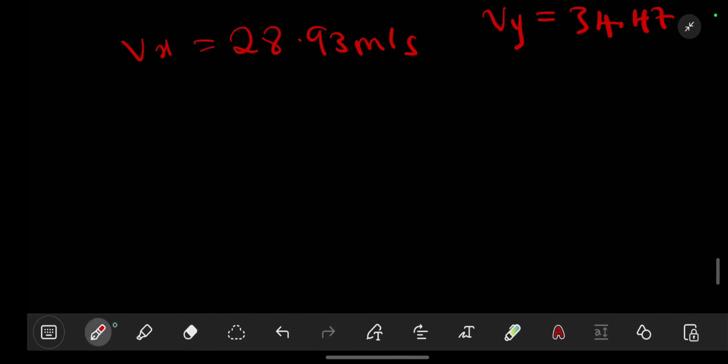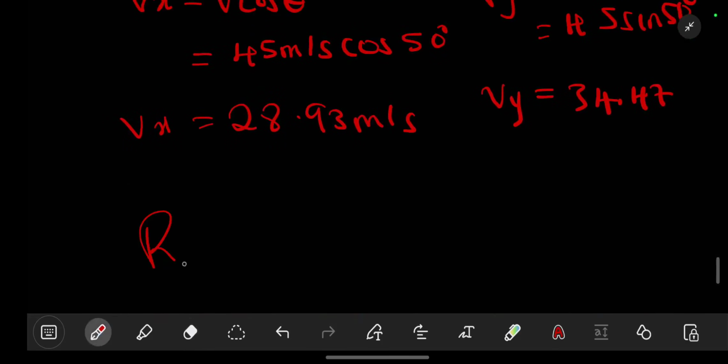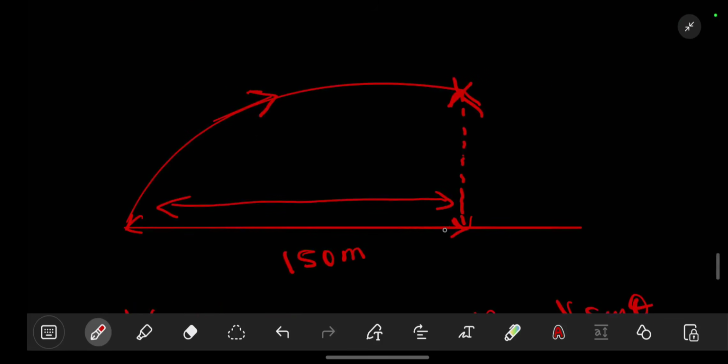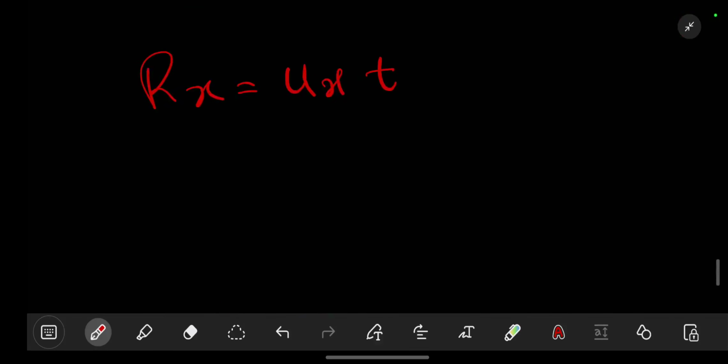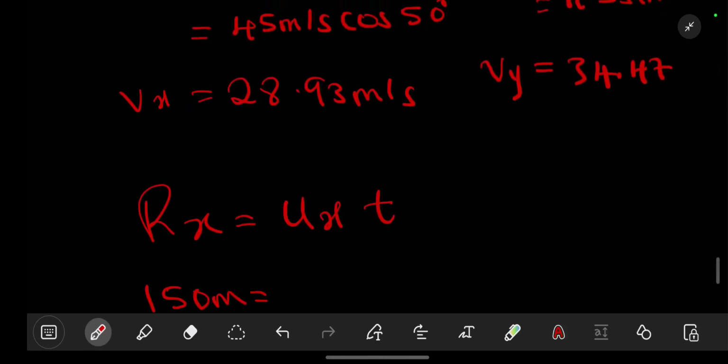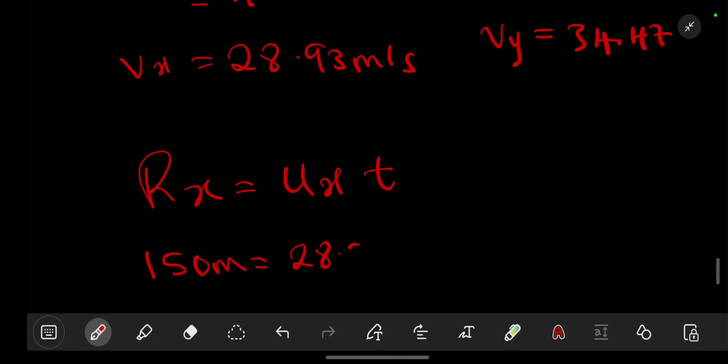So for our Rx, we have the range, and we know that the range is equal to Ux times time. Range, we have been given that it's 150. Range is the distance in the x, so we have 150 meters should be equal to our Ux, which is 28.93, times time.